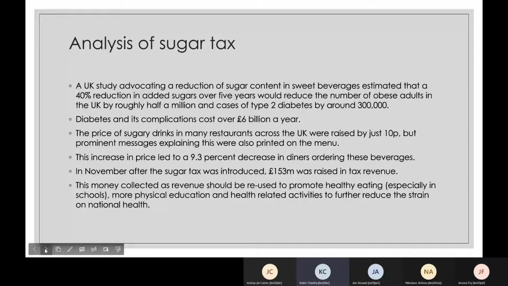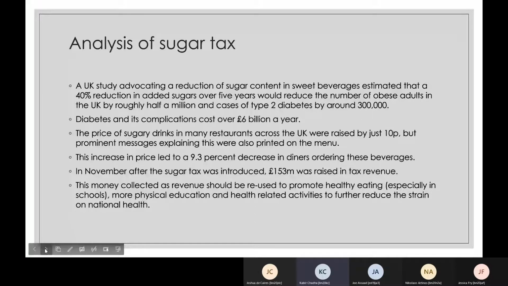The price of sugary drinks in many restaurants across the UK were raised by just 10 pence, but prominent messages explaining this were also printed on the menu. This increase in price led to a 9.3% decrease in diners ordering these beverages.